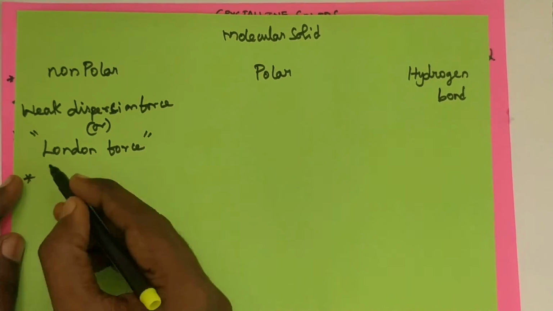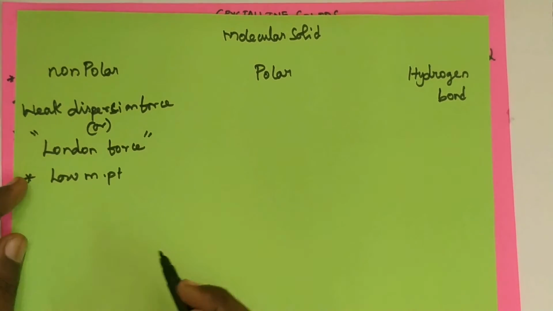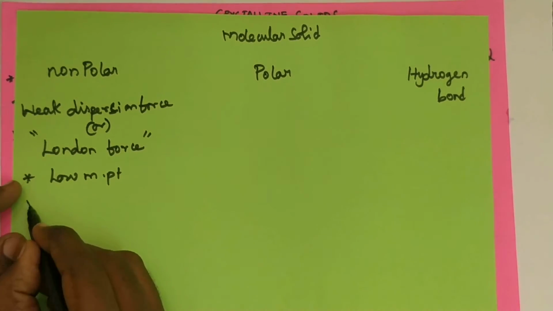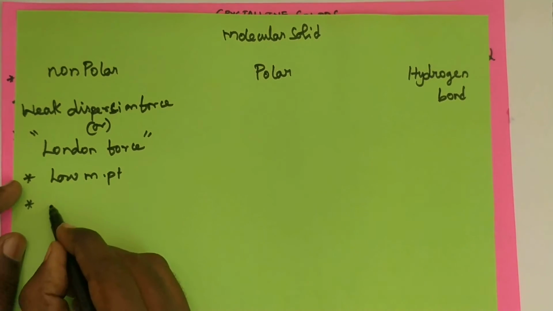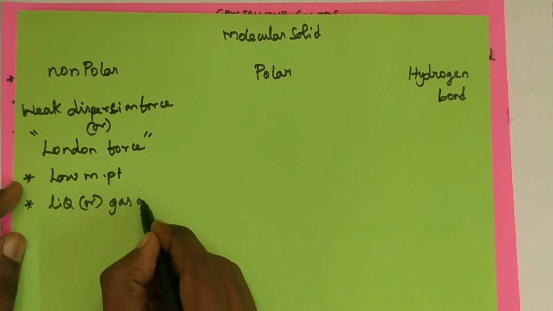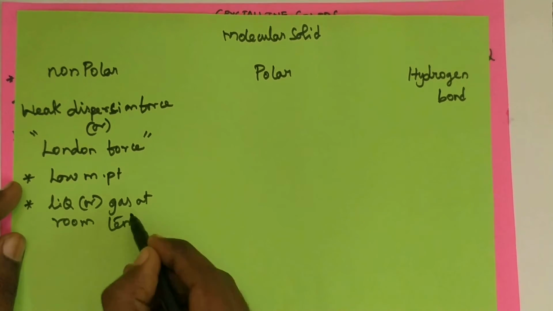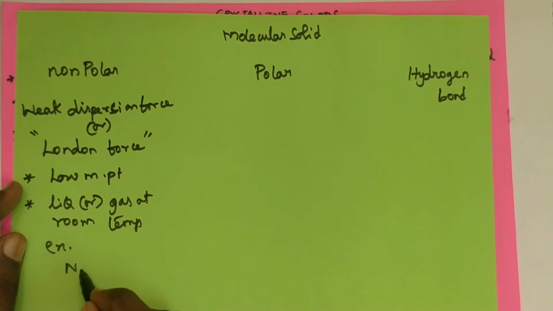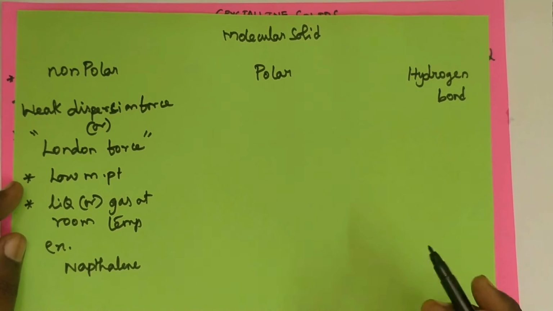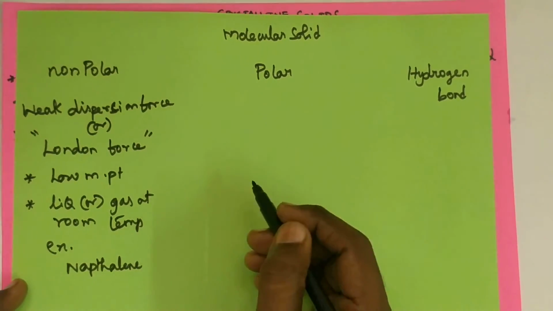Second point, it has low melting point. Because of weak dispersion force, it has low melting point. Generally, non-polar solids are liquid or gas at room temperature. An example is naphthalene, which is used in households. Next is polar molecular solid.